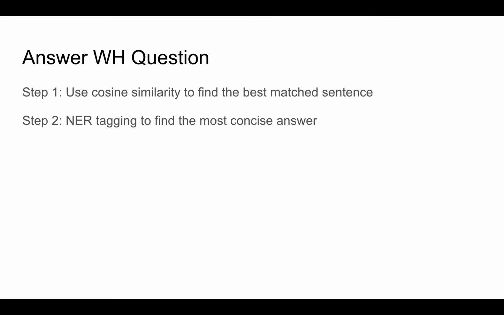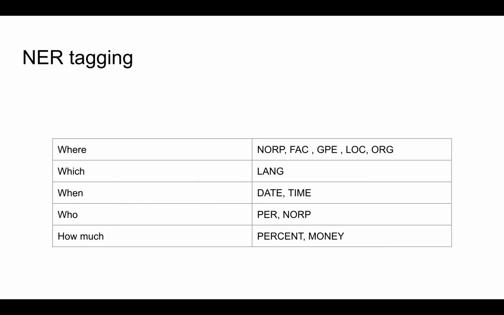Now there are two steps for answering the WH questions. First, we use the cosine similarity to find the best matched sentence. Then we use NER tagging to find the most concise answer. Different NER tags are associated with each question type, and we therefore look for different attributes respectively. For example, to answer the where questions, we look for NORP, FAC, GPE, LOC, ORG. These tags within the sentence are returned as part of the candidate answers that were passed into the function.